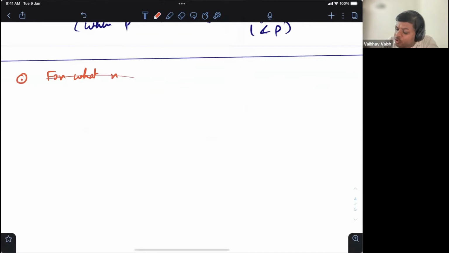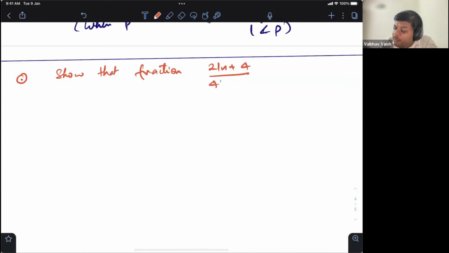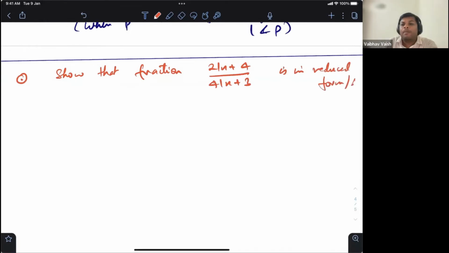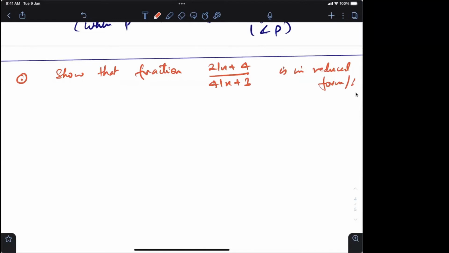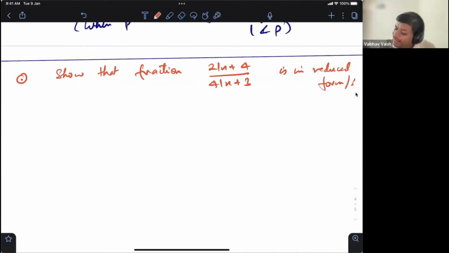Show that the fraction (21n plus 4) over (41n plus 3) is in reduced form. Reduced form means that nothing can be cancelled off between numerator and denominator. 4 by 6 is not in reduced form. So does anyone want to suggest how we should proceed? The GCD of 21n plus 4 and 41n plus 3 should be 1. Then we can say that.